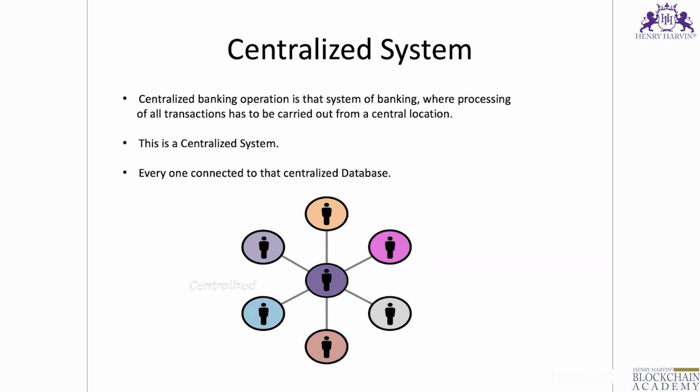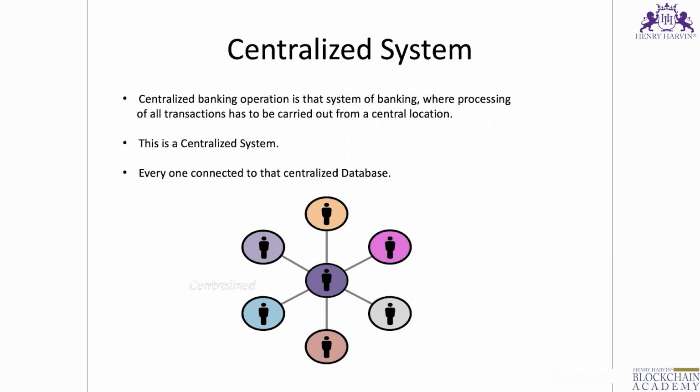In the IRCTC website, some government official may be there. He may be the supreme power that is controlling. He has the supreme power. He is the centralized authority. And so this is called centralized.